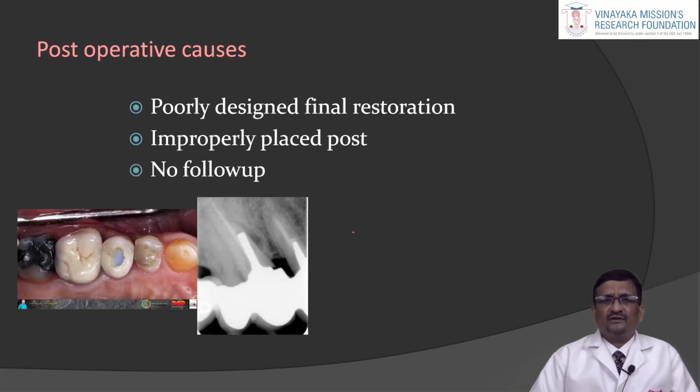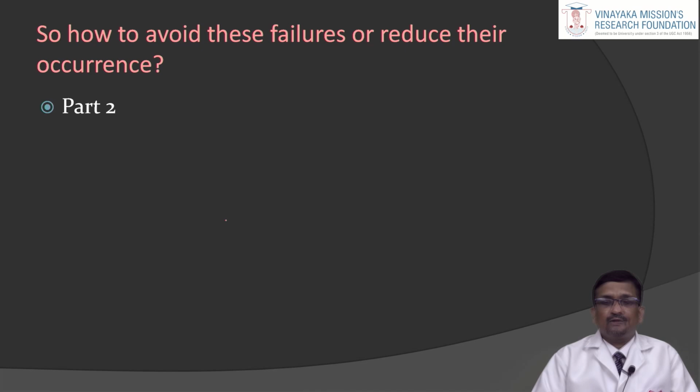And what are the post-operative causes? Can we get post-operative cause for failure? Yes. If we have a poorly designed final restoration and if you have improperly placed post, which can lead to perforation or fracture of tooth structure. Like you can see here, improperly placed angulated post, it can result in failure of a good root canal treatment. And then if there is no follow-up, where patient has poor oral hygiene and recontamination happens, microleakage happens, etc., etc.